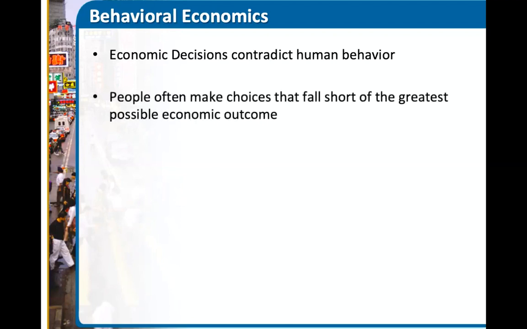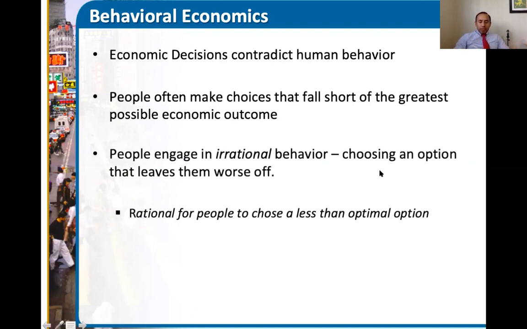The psychological process or the sociological implications of decision making are often a little bit more complex. If it's strictly economics, you make decisions that are analytical, but often economic decisions contradict human behavior, or human behavior is sometimes different than what we expect. Sometimes we attempt to make the best decisions, but people make decisions that are less than the highest possible economic outcome. So it's very common for people to engage in irrational behavior, choosing an option that can leave them a little bit worse off than a better option would have.